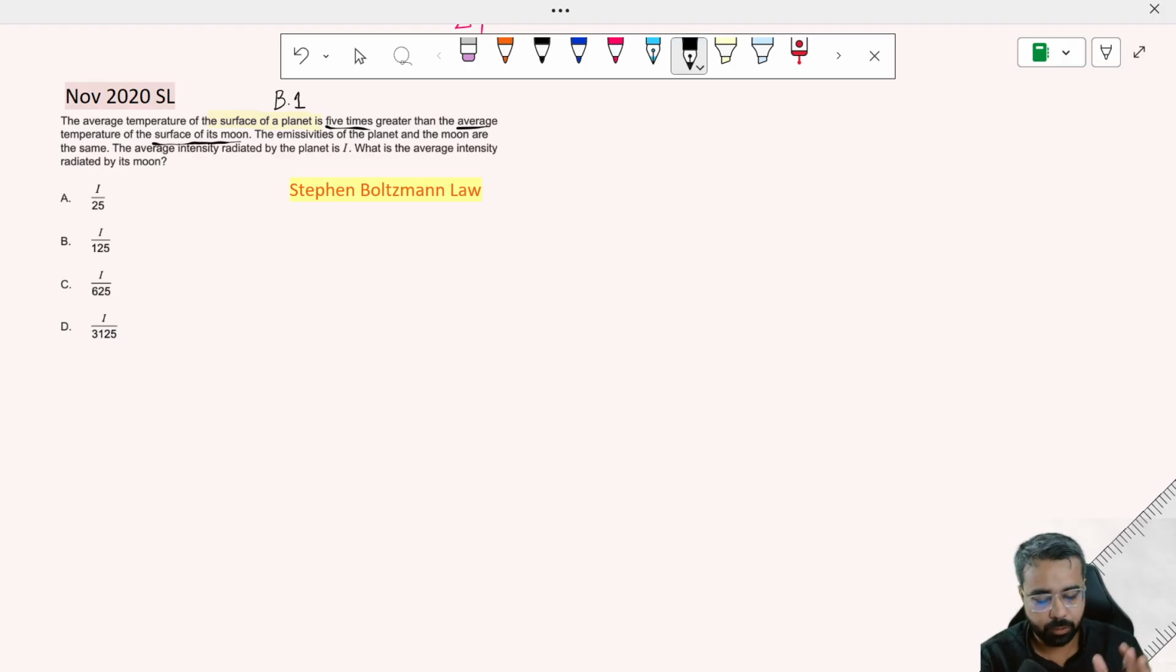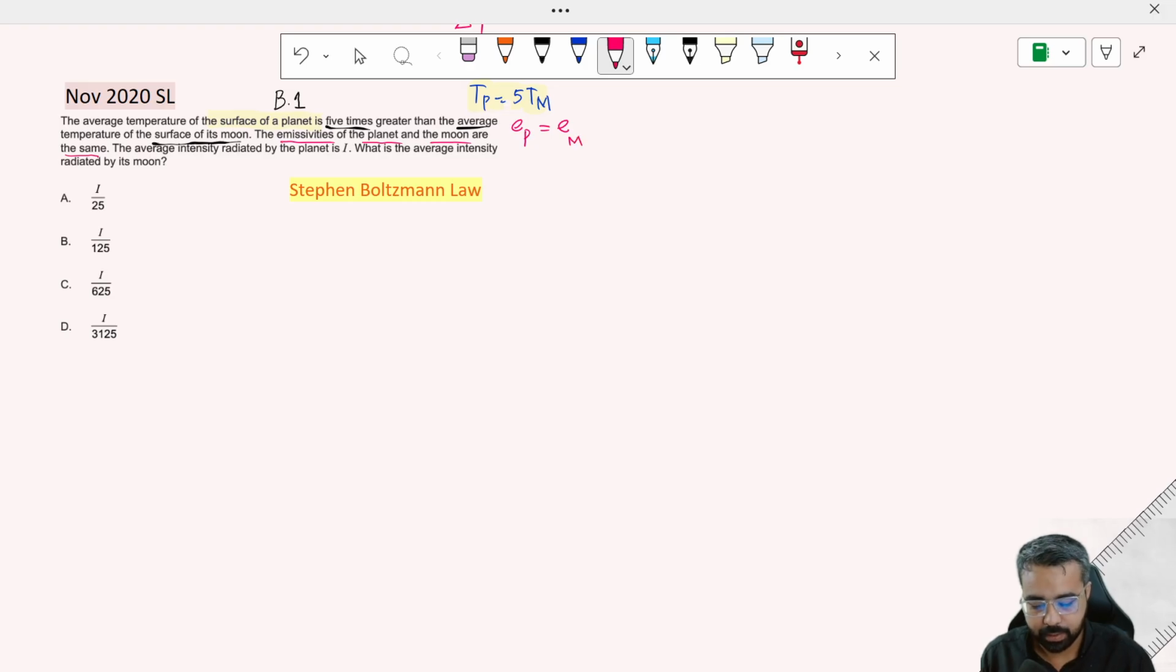And why is the temperature of the planet 5 times the temperature of the moon? Because as the size of the celestial body increases, its temperature also increases. This is the common observation that has been made in all celestial objects. So its temperature is 5 times, so the size of the planet is more than the size of the moon. Now the emissivity of the planet and the moon are the same. It means that eb is equal to em.